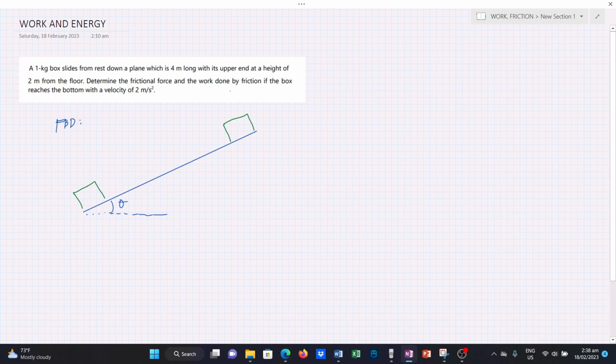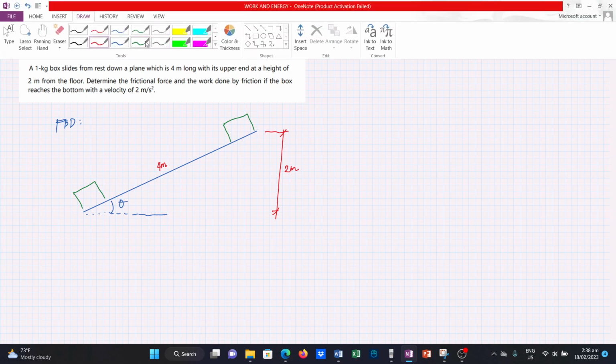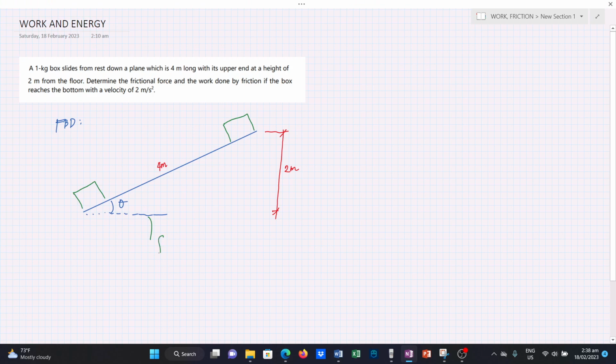And, alam natin class na yung plane is nabanggit sa problem 4 meters long. Tapos, yung height nung plane surface natin is 2 meters. Nabanggit sa problem, 4 meters long with its upper end at a height of 2 meters from the floor. Ito klas yung floor natin. Ito yung ating floor. So, note ako na din dito.